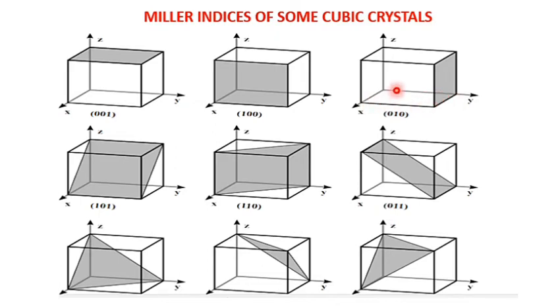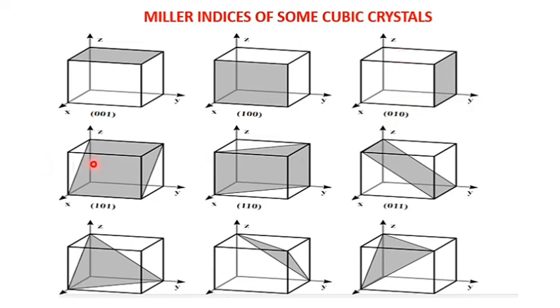If it is fully covered, then there is an intercept. Otherwise, there is no intercept. Here you see, in the Y axis there is the intercept. In the Z axis there is no intercept. Therefore, this plane is 0, 1, 0.